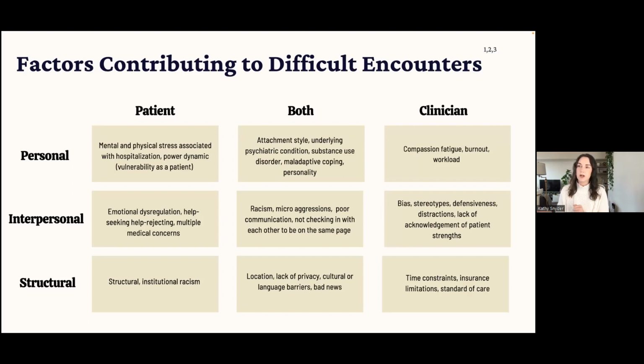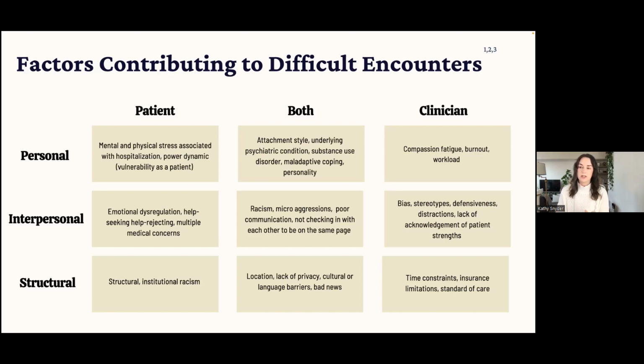Things that are going to apply to both individuals in the scenario: racism, microaggressions, just poor communication and not checking in with each other enough about how things are going. And then structural, again, patients who are victims of racism may be bringing that into the room. And it's important to be considering that when you're seeing patients of color or of a different culture than you. Both people, if you're in a difficult location, in the ED, in the ICU, these are really terrible places to be having great conversations. And all of that can make an encounter difficult.